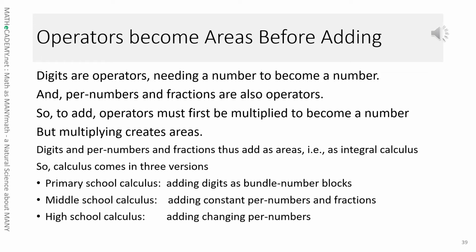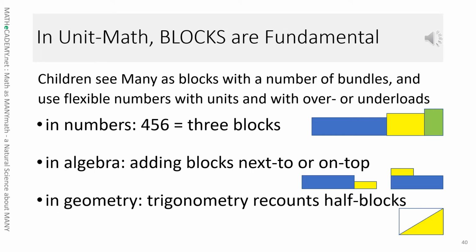So calculus comes in 3 versions. Primary school calculus: adding digits as bundle number blocks. Middle school calculus: adding constant paranumbers and constant fractions. High school calculus: adding changing paranumbers. In unit math, blocks are fundamental. Children see many as blocks, with a number of bundles, and use flexible bundle numbers with units, and with overloads or underloads. In numbers, 456 is 3 blocks.